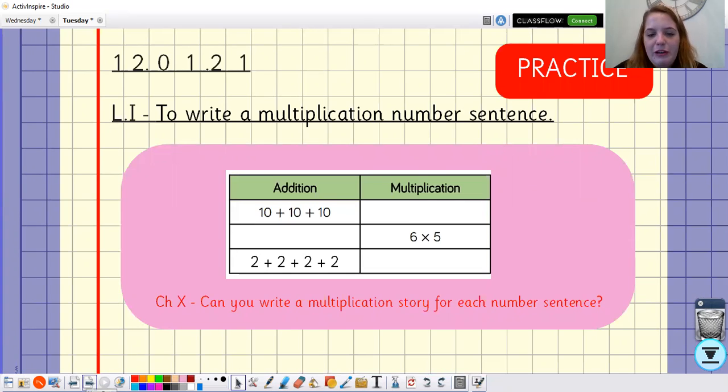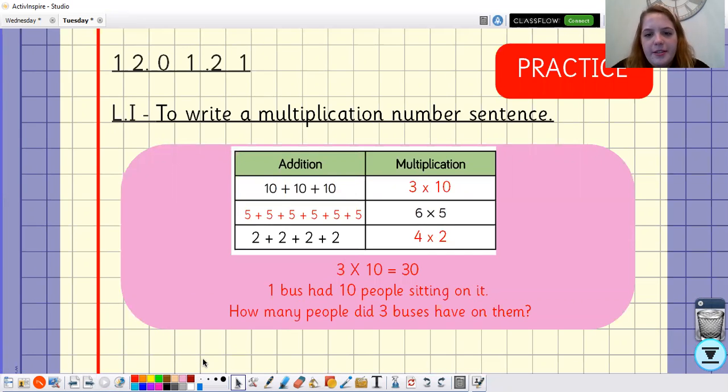Okay, hopefully you've managed to have a go at your practice there. So if we were to look at our answers, the multiplication number sentence for our addition number sentence would be 3 groups of 10, or 3 multiplied by 10. Our addition number sentence here, because we have 6 groups of 5, let's count our 5s. We've got 1, 2, 3, 4, 5, 6. So those are our 6 groups of 5. And then finally, our multiplication sentence here would be 4 multiplied by 2, or 4 groups of 2.